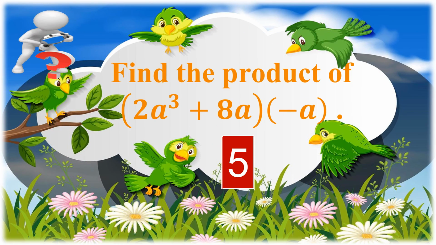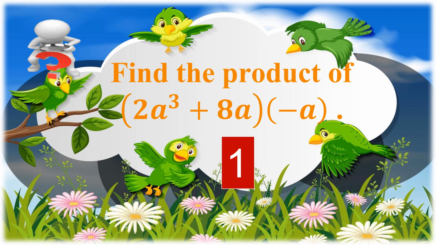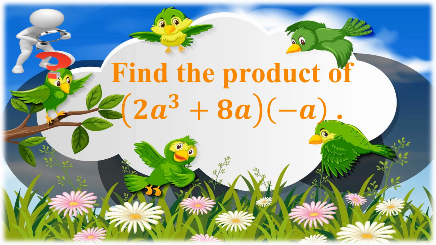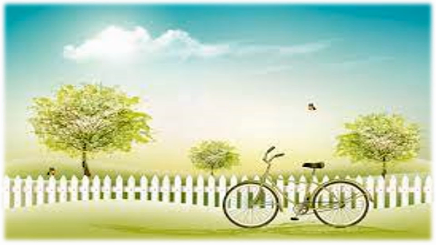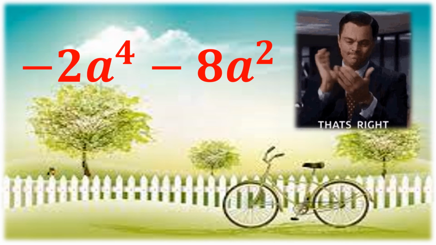Now, let us have a short quiz. So find the product of 2a to the third plus 8a times negative a. I will give you 5 seconds to answer this one. Timer starts now. Time is up. That's right. The answer is negative 2a to the fourth minus 8a squared.